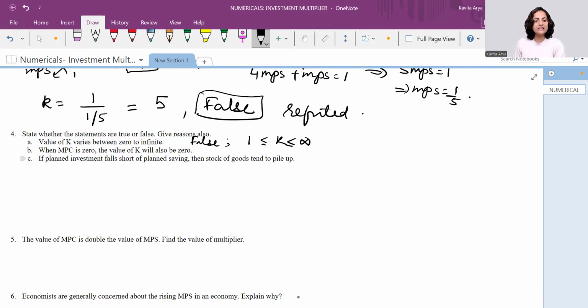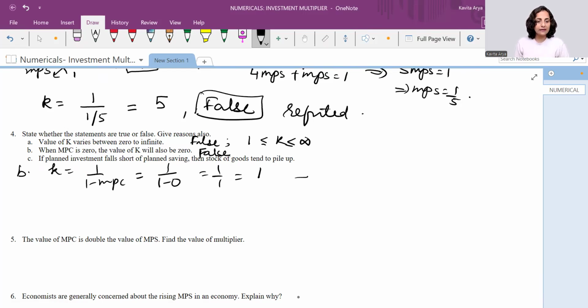Then, when MPC is 0, the value of K will also be 0. Let's check it out. For the solution of B, what am I doing? K is equal to 1 over 1 minus MPC. When MPC is 0, let's put in 0. So 1 minus 0 is equal to 1. So my answer is 1, and the statement says the value of K will be 0. Hence this stands false because K has come out to be 1.